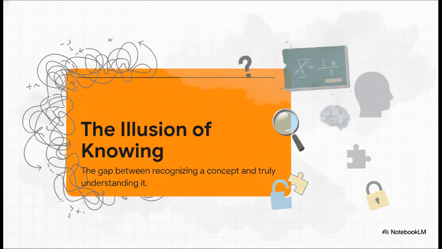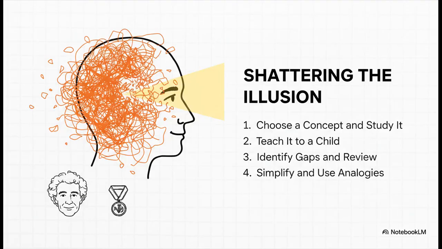It's called the illusion of knowing. It's this tricky little gap where your brain mistakes recognizing a term for actually understanding what it means. And honestly, it's the single biggest wall we hit when trying to really learn something new. But what if I told you there's a simple, kinda elegant way to just shatter that illusion?